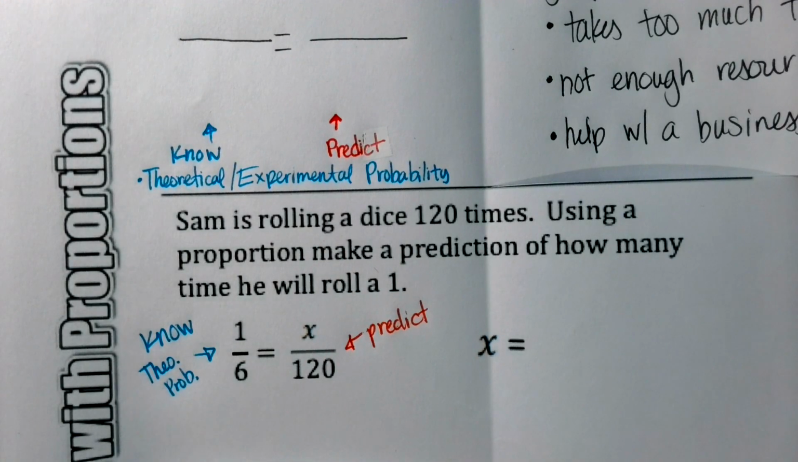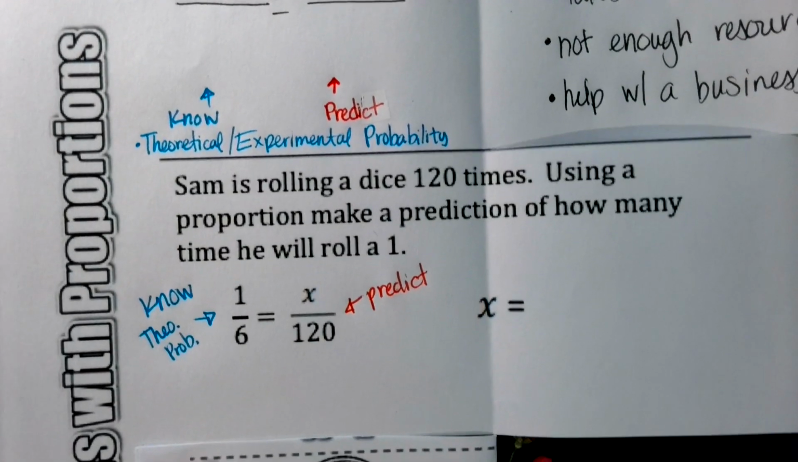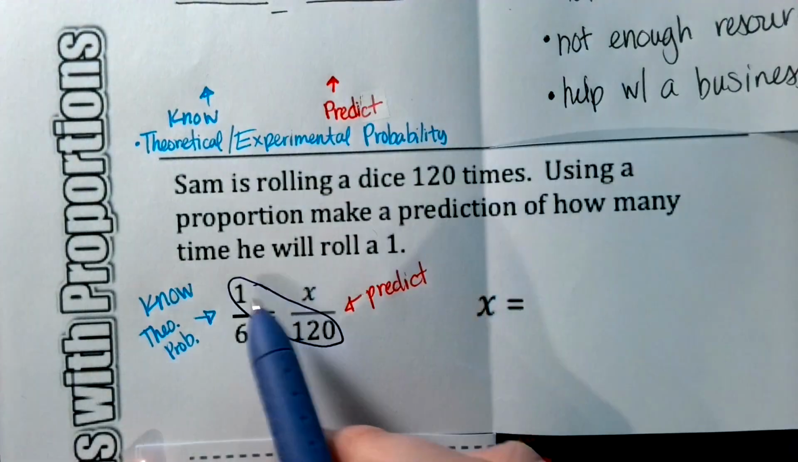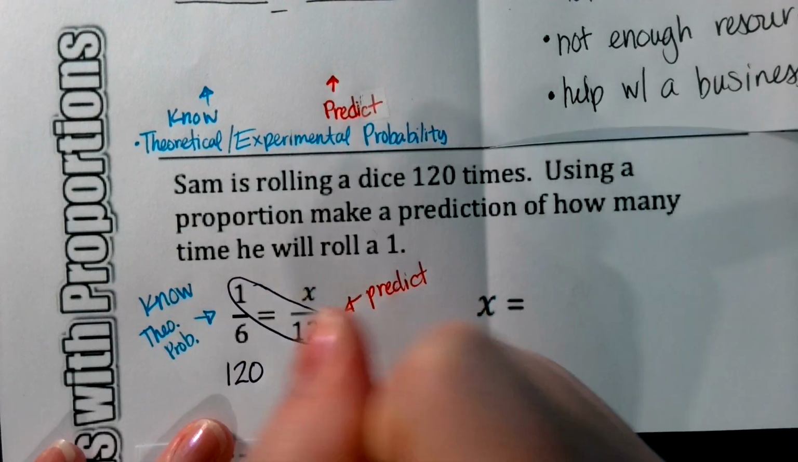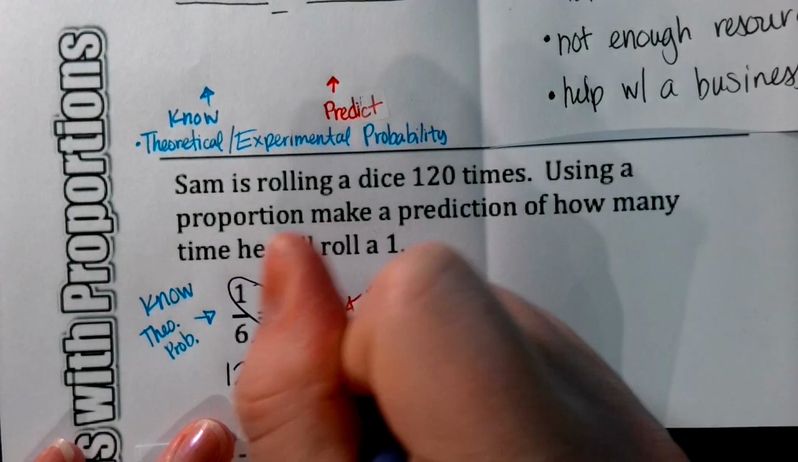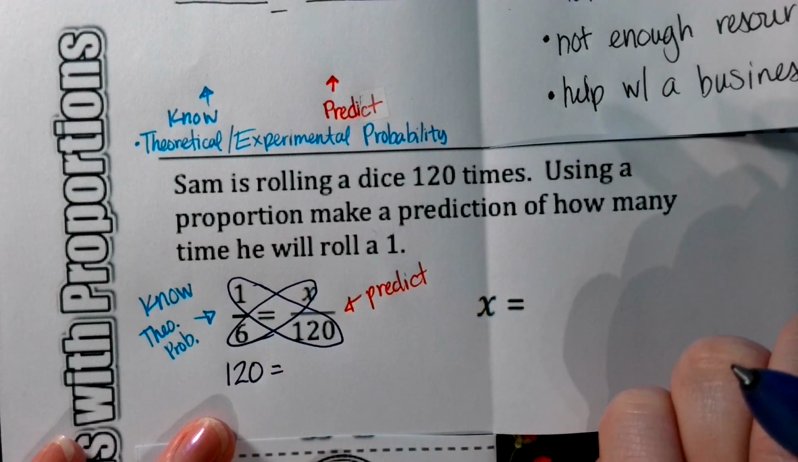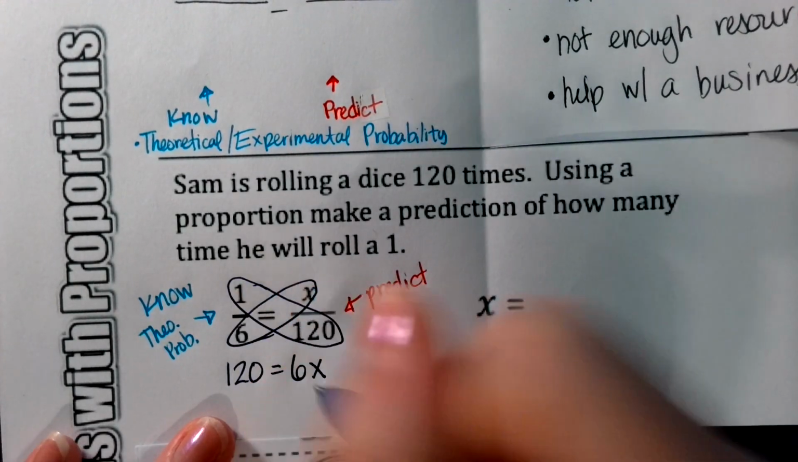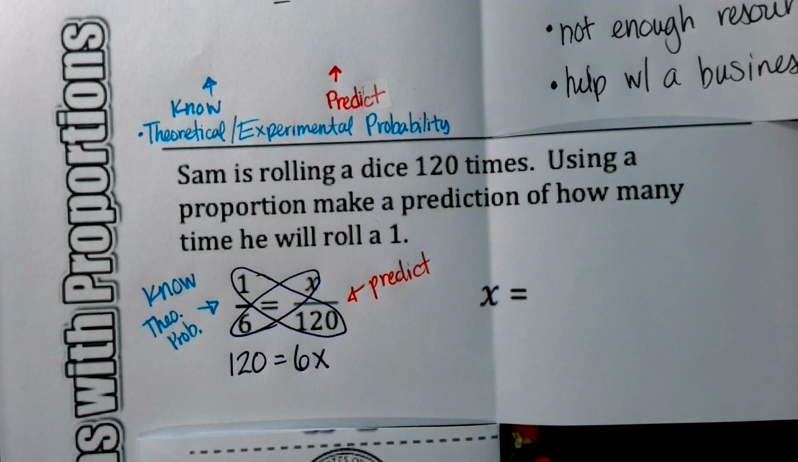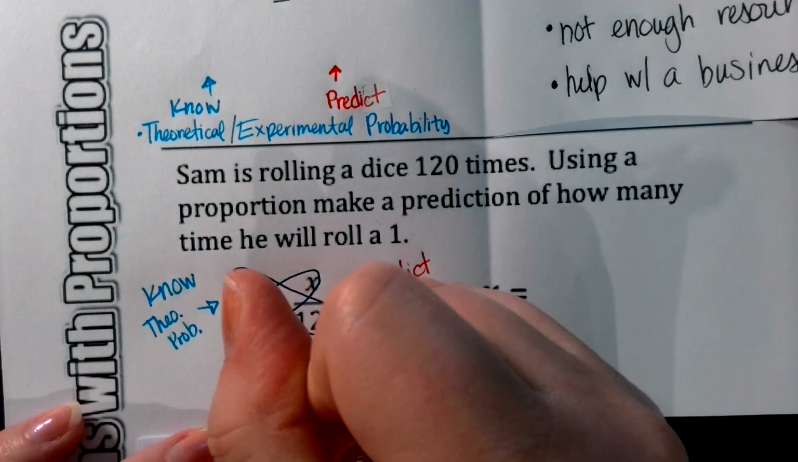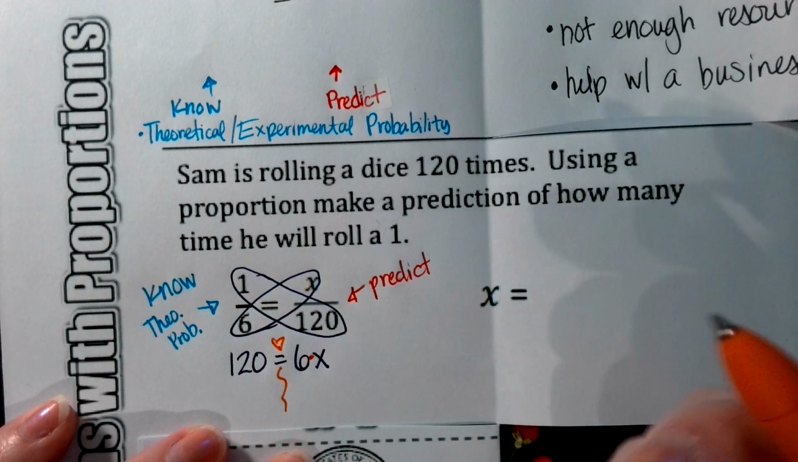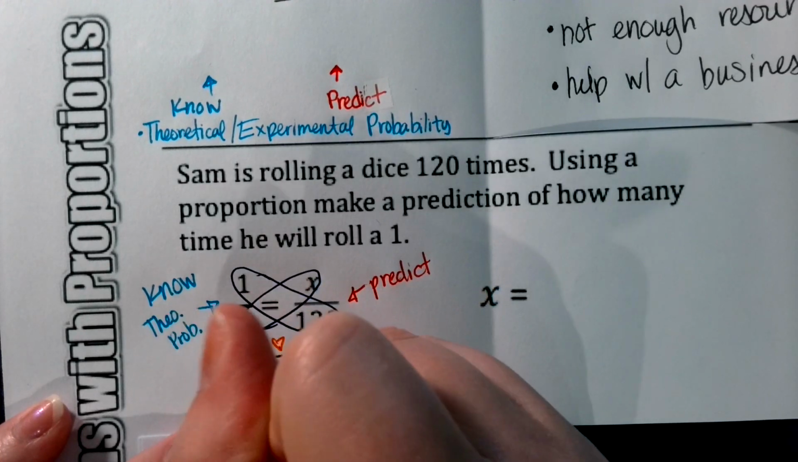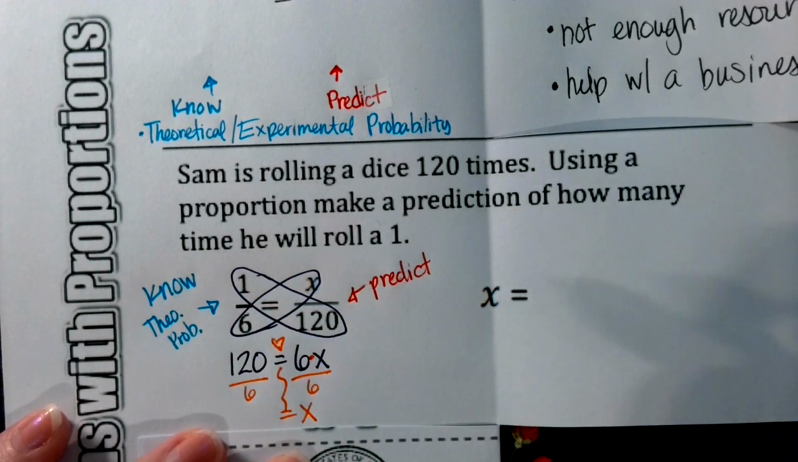So for us to go ahead and solve this, now we're going to need to butterfly multiply. So I'm going to take, what's 1 times 120? 120. I'm going to set that equal to 6 times x. We don't know what x is yet, so we just have to do 6x. And then to solve, use inverse operations, our river of love. 6 times x, the opposite is divide by 6. To solve for x, what's 120 divided by 6?